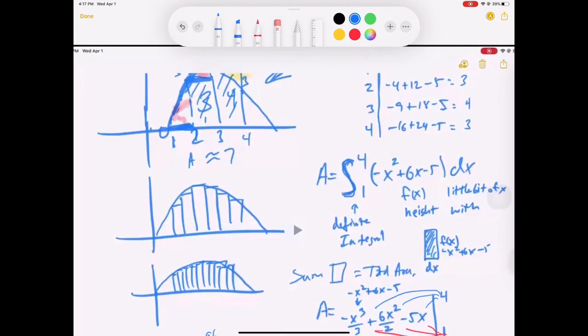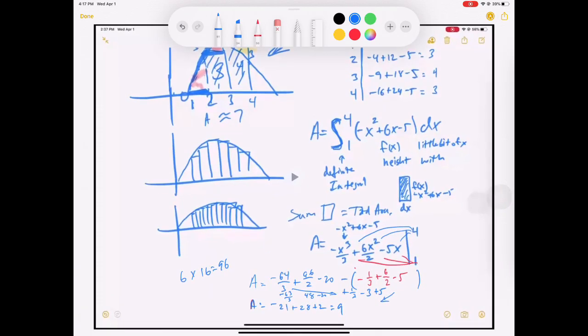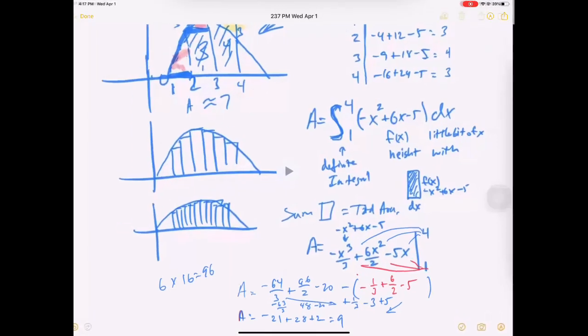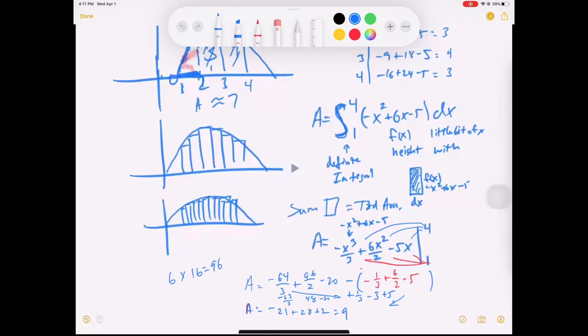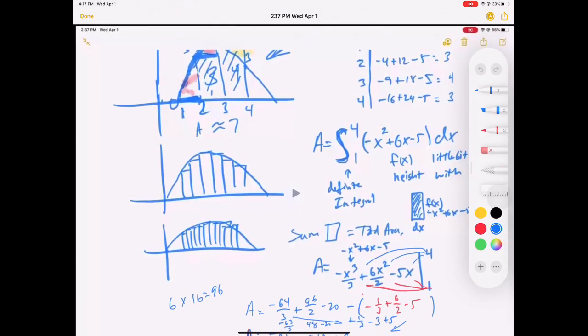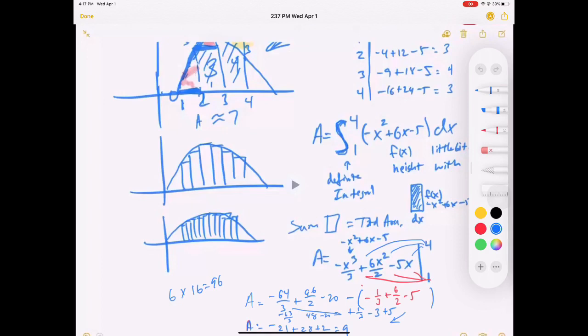And we said it was approximately 7. If you want to try a different method, we could have done trapezoidal. So if we do trapezoids quickly, just on the side here, for our graph, we said our numbers were 0, 3, 4, 3. So our first trapezoid would be from 0 to 3.